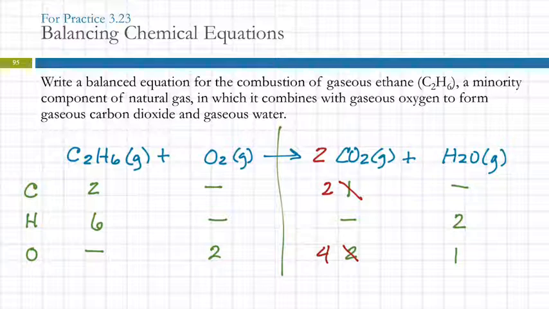So carbon's balanced. Then I'm going to look at hydrogen. On the left, I have a total of 6 hydrogens. On the right, I have 2. So to make a 2 into a 6, I need to multiply by 3, right? So I multiply all of these by 3.